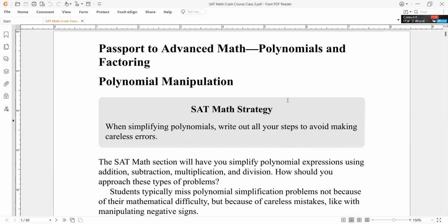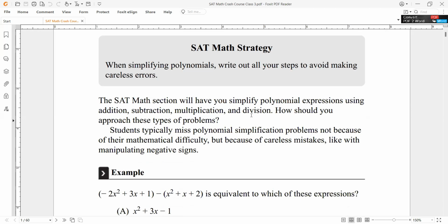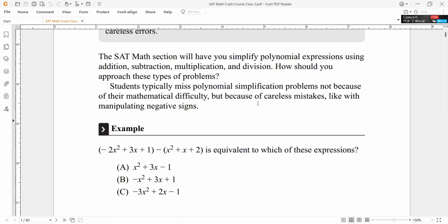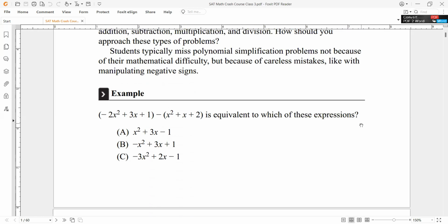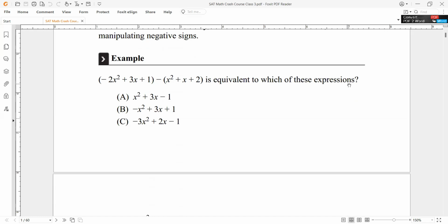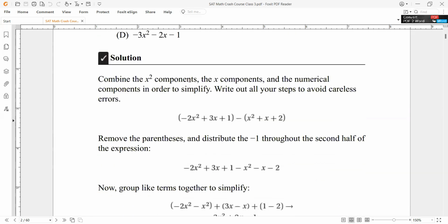But I'm not that interested in talking about the details of the mathematics, rather than focusing on what type of problems the SAT authority will ask you to solve. Just focus on this problem. These are two polynomials subtracting from each other, equivalent to which expression. I don't think I need to solve this problem because this is nothing but a baby problem. You just need to subtract it. I don't want to waste our time.